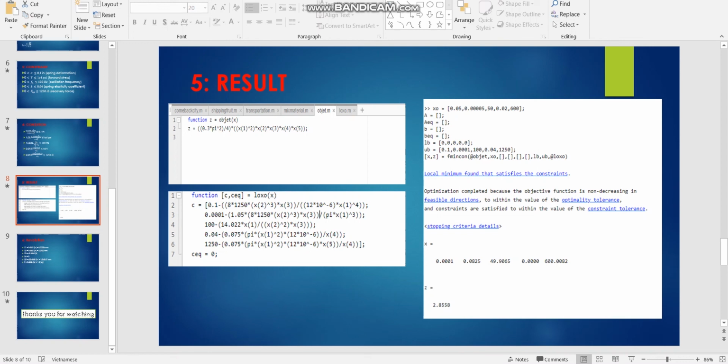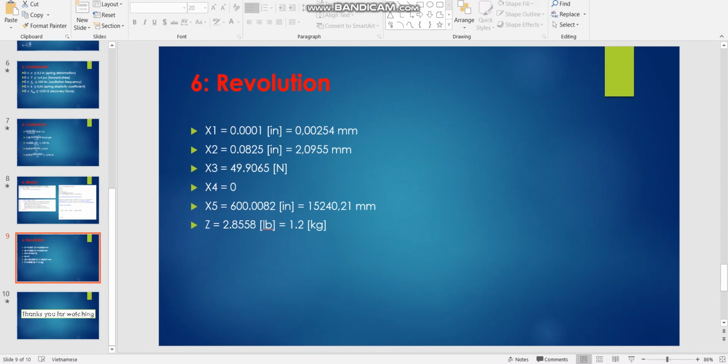0.001, 0.0825, 49.9065, 0 and 600 and 0082. About the G, we have 2.855. And then we convert it into millimeter, Newton and kilogram units. Here we have the result: X1, X2, X3, X4, X5, and Z. Thank you for listening. That's all about our final project.